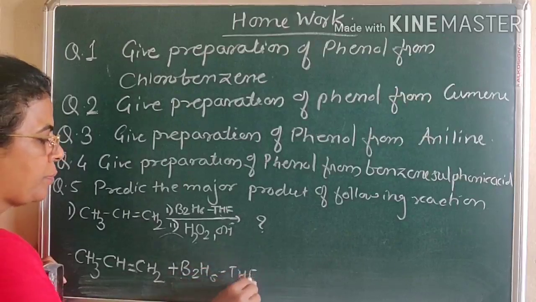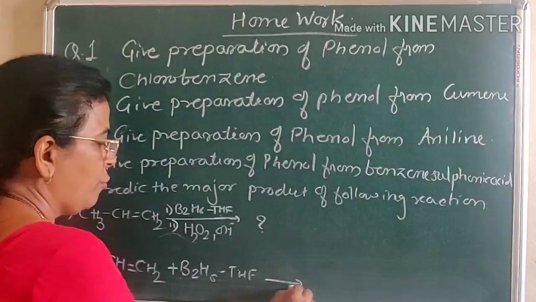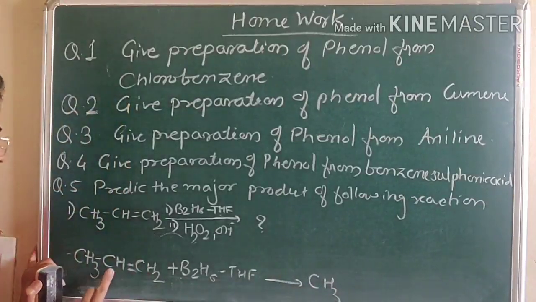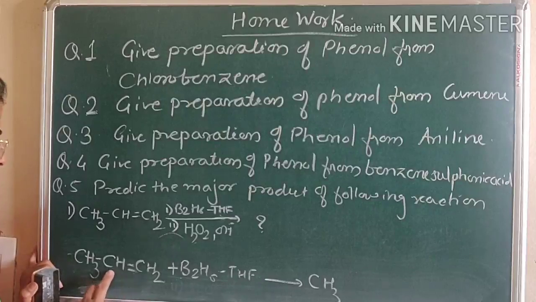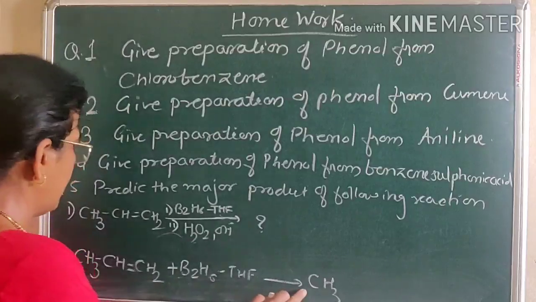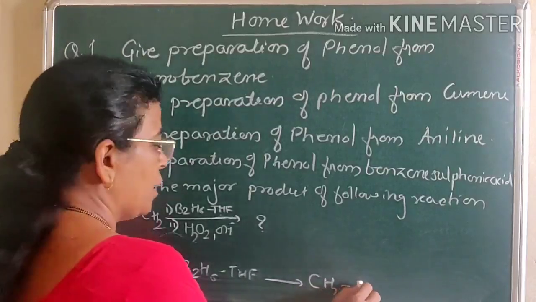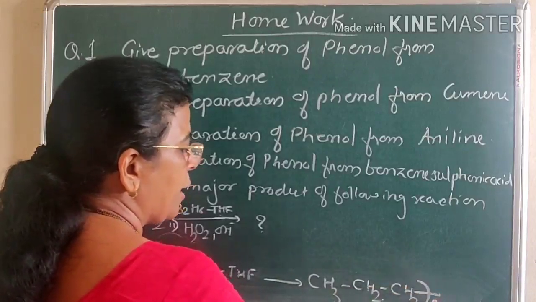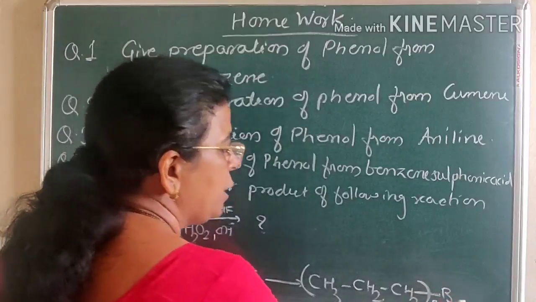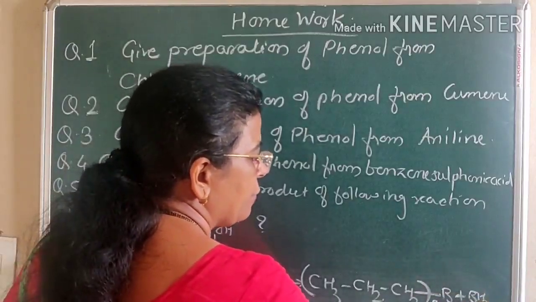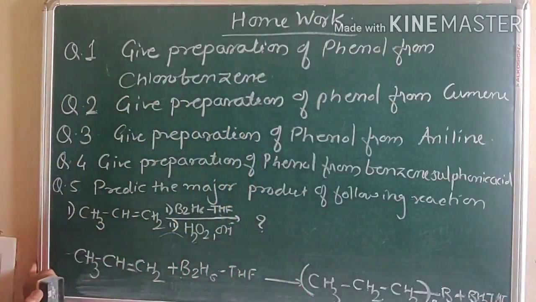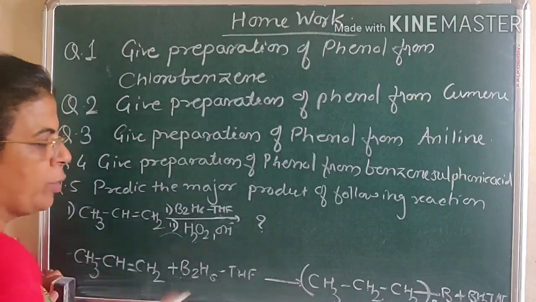B2H6 THF. Then here formation of CH3. Here addition of hydrogen takes place across the double bond to this carbon atom and boron will attach to this carbon atom. Then we get here CH3, CH2, CH2 three times and boron, plus BH3 THF, that is borane tetrahydrofuran. Now this trialkyl borane is formed.